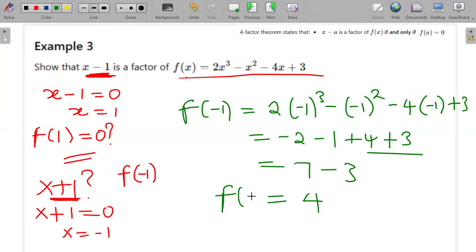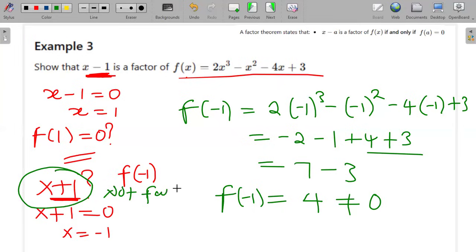So f of minus 1 is equal to 4, and this is not equal to what? To 0. So this factor that I put here is not a factor. Okay, it's not a factor. So that's basically what we're going to be doing under the factor theorem. Okay, so any questions there before we look at another example?